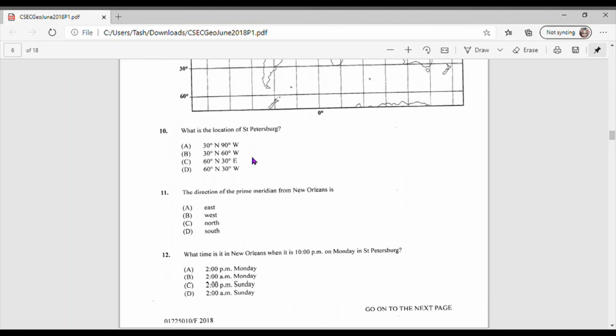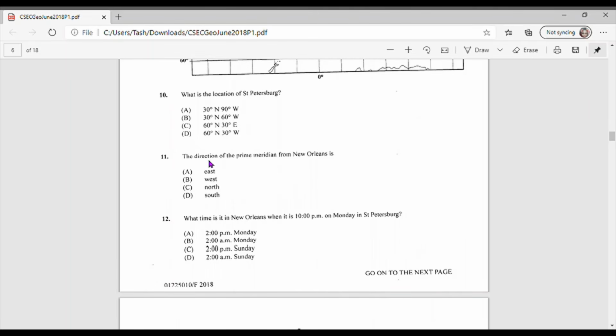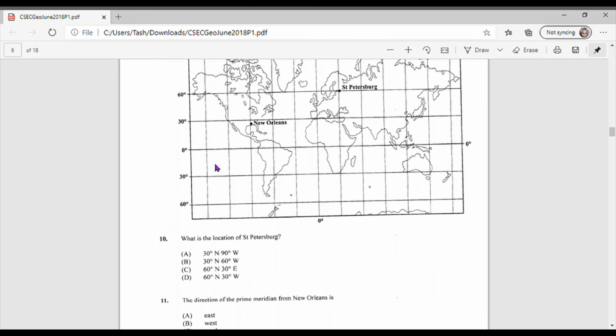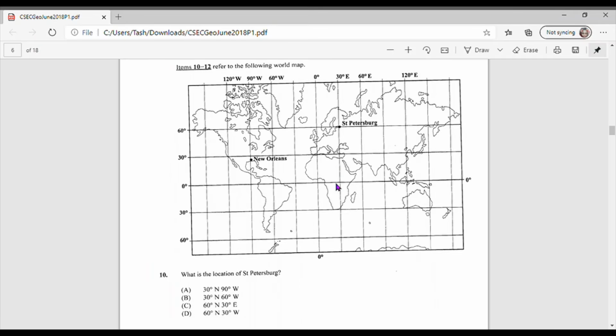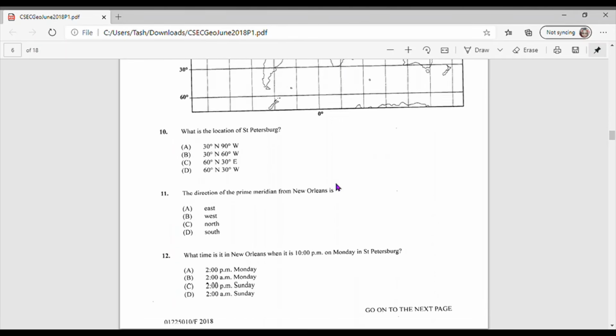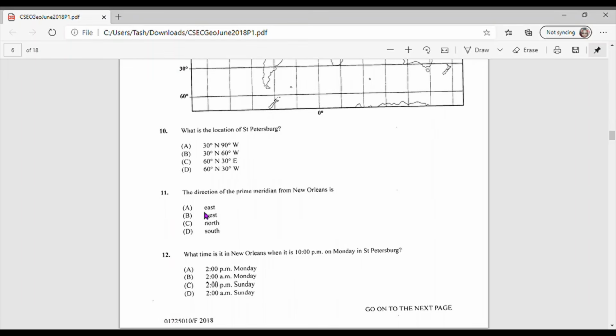Let's go back to the question. It says direction of the prime meridian from New Orleans. So if we are at New Orleans, it means that it would be in the easterly direction. So we're looking for east for our answer. Number 11, the answer would have been A for east.